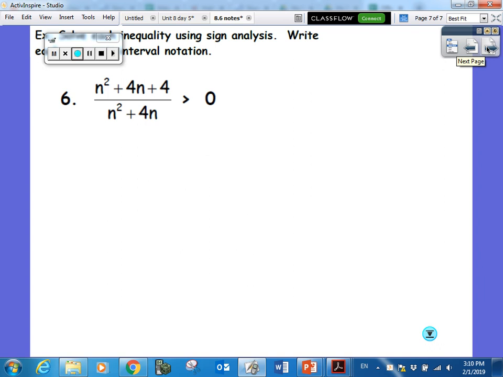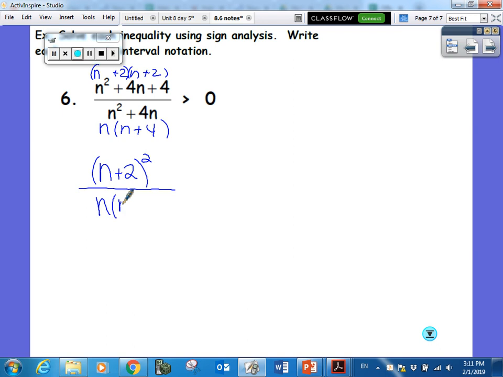And then our last one just requires us to do a little bit of factoring. So n and n, 2 and 2, both signs are plus. Here, GCF of n. So factor that n out. Now, our numerator, we have n plus 2, n plus 2, so we can rewrite that as n plus 2 squared, if we want, over n times n plus 4 greater than 0. Now, this one doesn't have an equal sign, so it doesn't matter about that denominator.